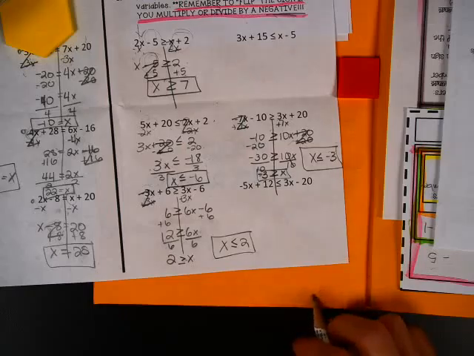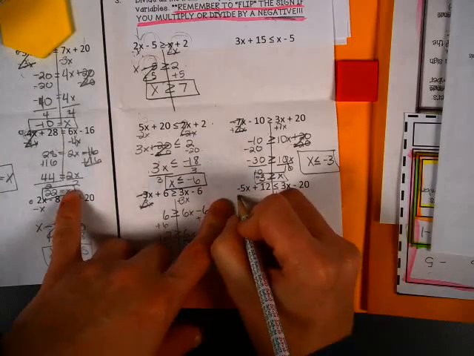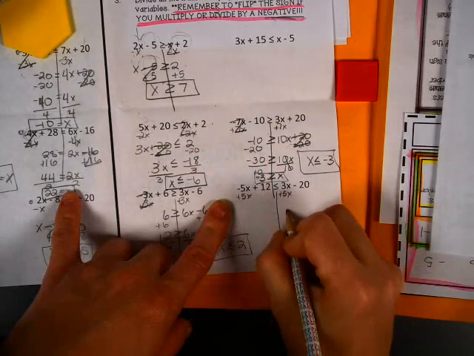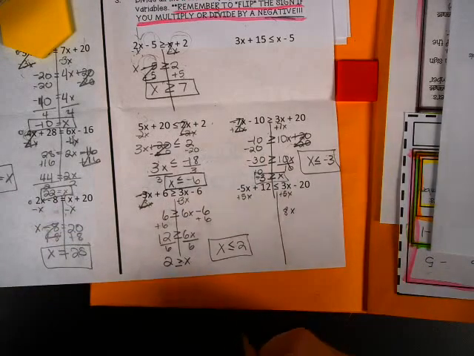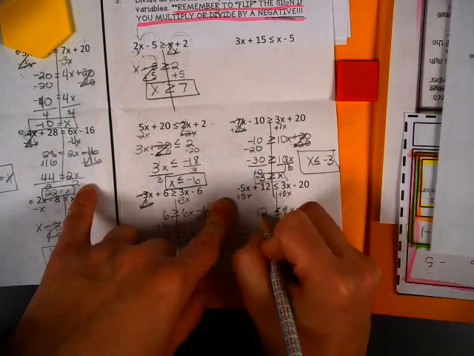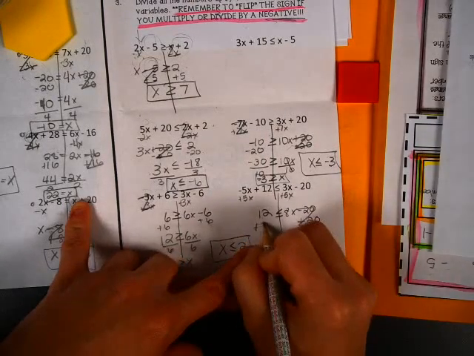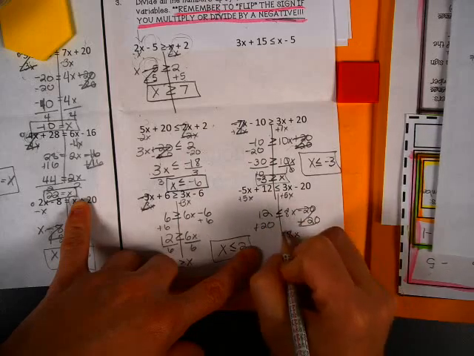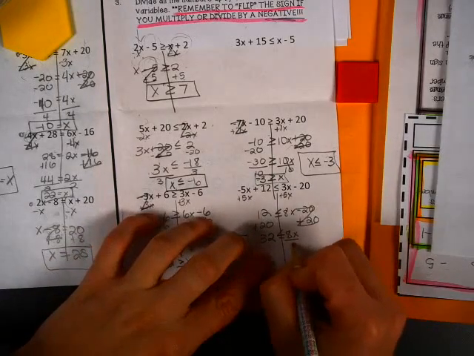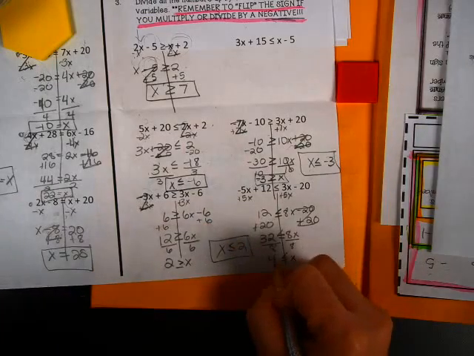Okay, now I'm going to leave this one for you to do on your own, but let's try this one. I'm going to add x on each side. I get 8x minus 20, and I get 12 over here. Then I'm going to have to add 20 to both sides to zero this out. So 8x is 32. Now I have to divide by 8 on both sides, and I get 4.